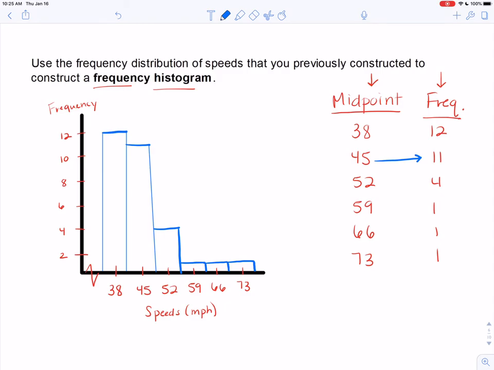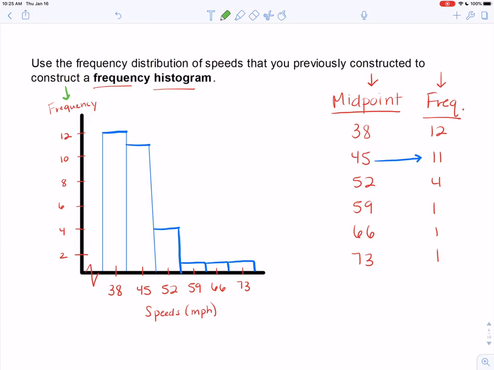All right, so again, big things to remember. Use the midpoints to plot the classes. Use a scale to plot your frequencies, whether it's by 1s or 2s or 5s or 10s. And then don't forget to label what you've included on those scales, right? So I talked about that here. I labeled that this was a frequency. If you're doing relative frequencies, make sure you label that.